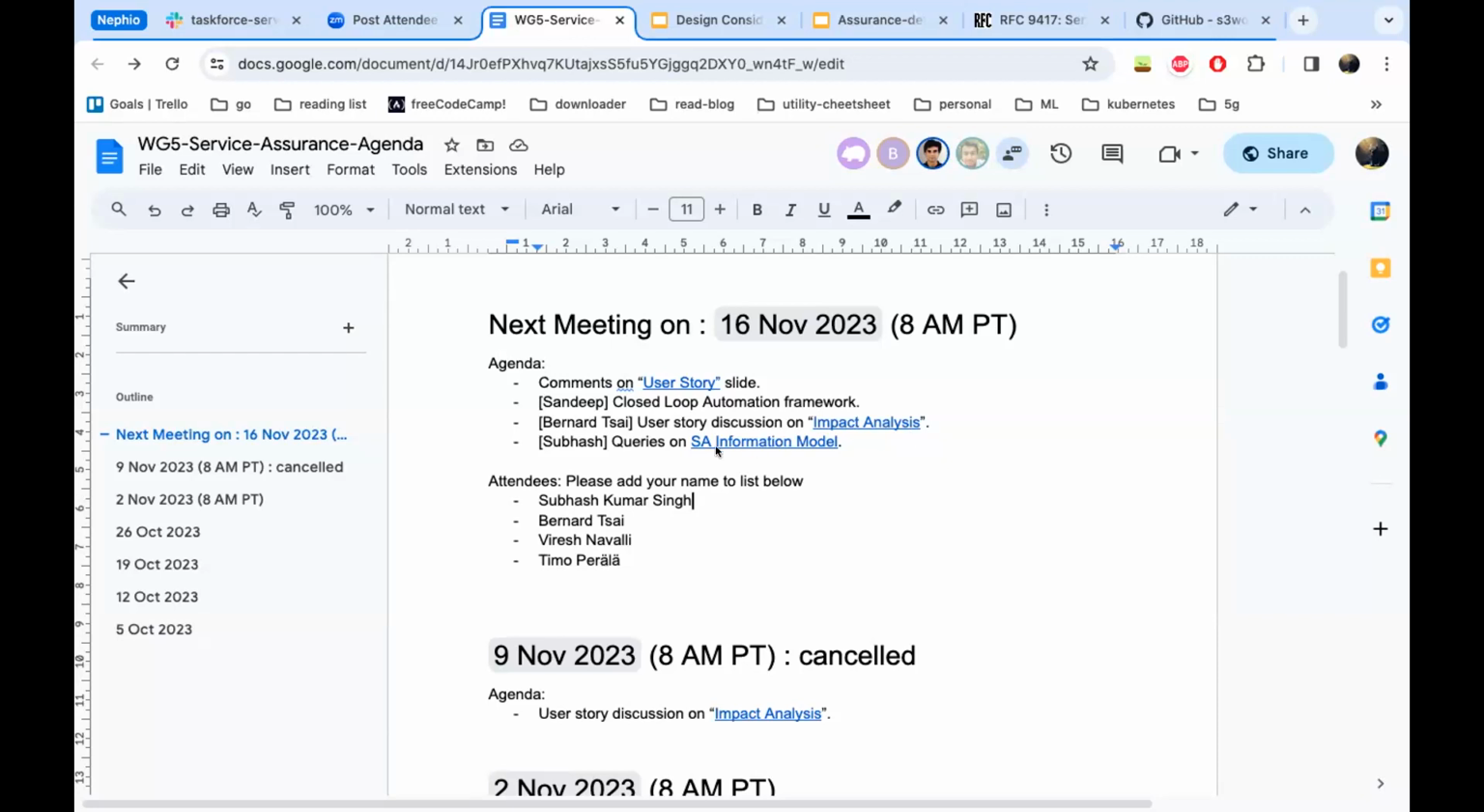Sure. We'll discuss on this slide. So before that, could we go on to the third item, Bernard, on user story impact analysis? Yes, if it's okay, I'll just share my screen. Sure, Bernard. I'll start. Just let me see if I can share it.